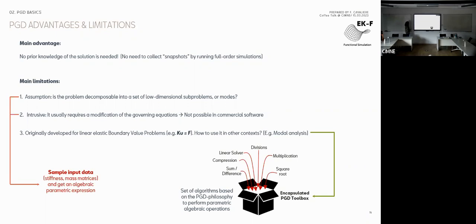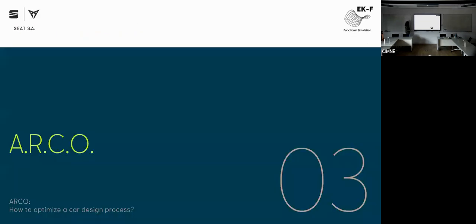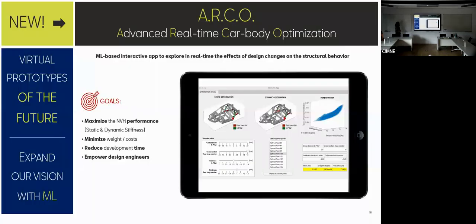Now, leaving behind the formulation itself and the method, let's go to the application. ARCO is the name that we finally gave to this tool that I'm going to show you. This is a bit of an advertisement slide, let's say, where ARCO is nothing else than an advanced real-time geometry optimization tool.